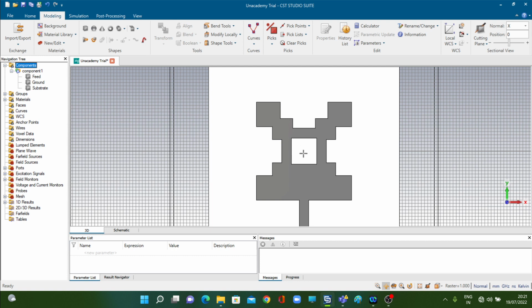Question is why? Now the justification for this structure. See, I told you previously that the current always finds its way along the edge of this patch, like this, like this. Okay. The current never flows through the center. So virtually, the metal portion at the center is having no function at all because the current is not flowing.